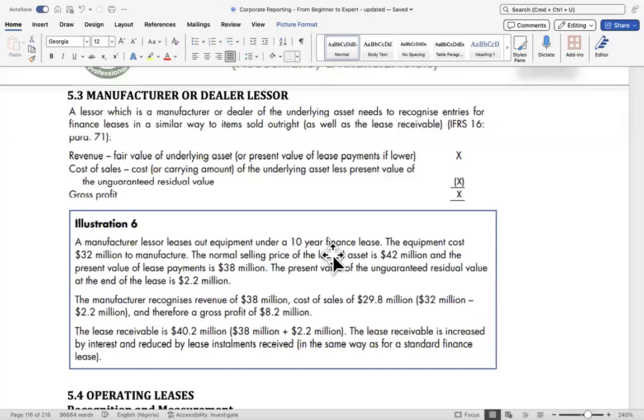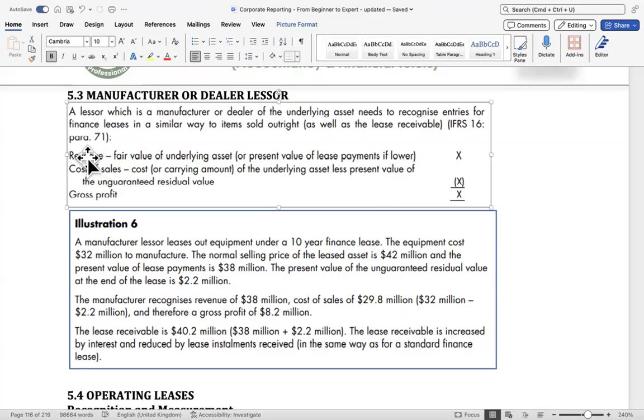Because being a finance lease, I told you that it's as good as he has sold the asset. In order not to undermine and understate our profits, we say that this guy must also recognize a gross profit, in addition to treating that lease the normal way I've taught you already. That is our concern. A manufacturer or dealer lessor must also recognize a gross profit. And normally, gross profit is revenue minus cost of sales.